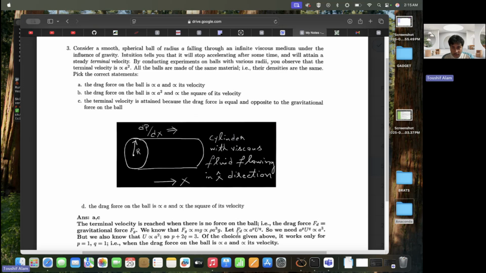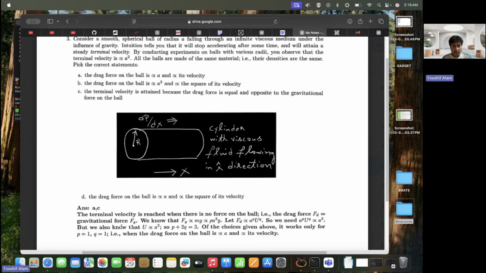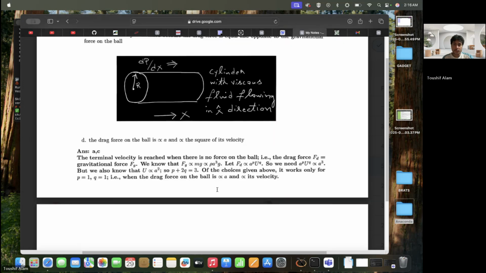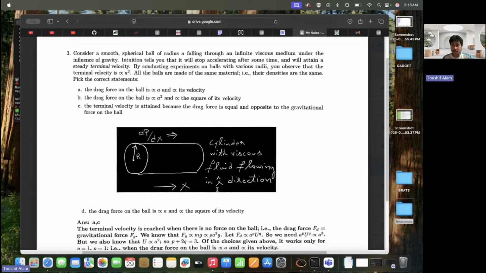So then F_d. Suppose we take the drag force proportional to a^p u^q. It needs to match this, and u is also proportional to u squared. So you get p plus 2 equals 3. On the choice sheet, it will work only for p equal to 1, q equal to 1, right? The drag force on the ball is proportional to its velocity. So simply, okay.